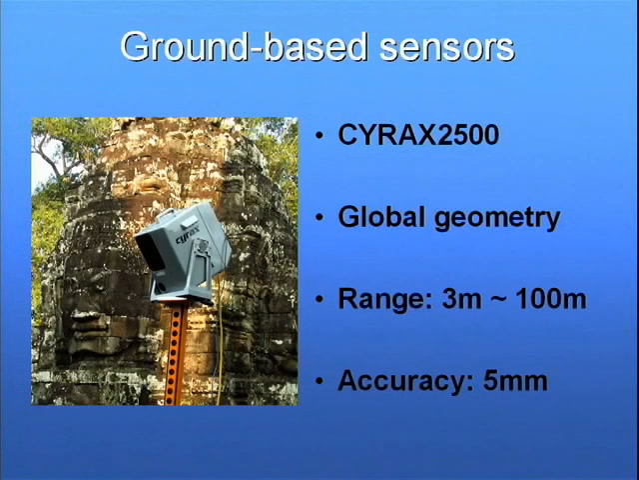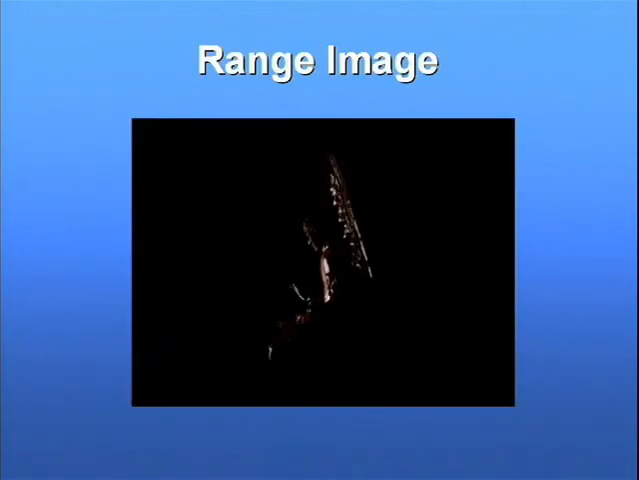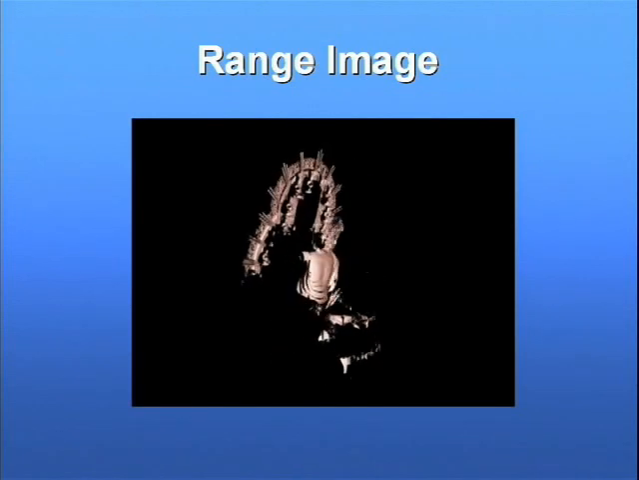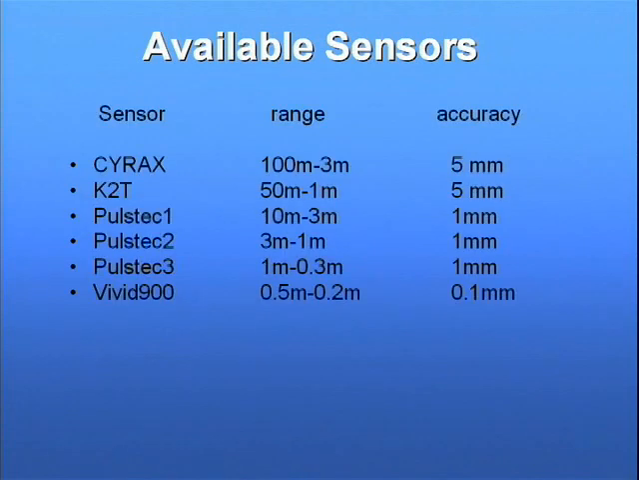Commercially available sensors such as Mensi, Cyrax. This kind of sensor can measure from 3 meters up to 100 meters, with accuracy of 5 millimeters. An example of the range data is this one, the range data of the Nara Big Buddha. Now, of course, from Cyrax through Vivid, we have a whole range of range sensors. Why do we need to work?